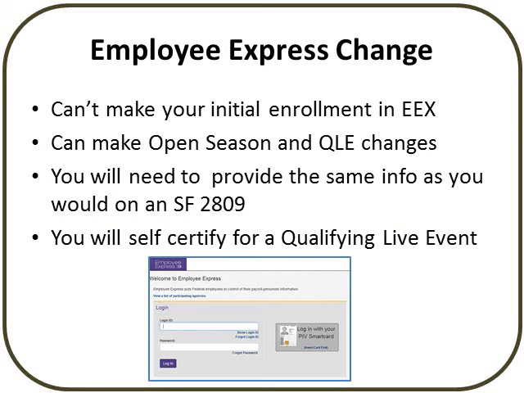You can make changes in Employee Express. You cannot make your initial enrollment through Employee Express. You can make open season and qualifying life event changes through Employee Express. You'll need the same information that you would put on the SF 2809, so you will need to do your plan shopping and research first and have your enrollment codes available. You'll be self-certifying for a qualifying event. There are some pretty significant warnings about penalties and fines that are associated with fibbing about this, so don't do that.